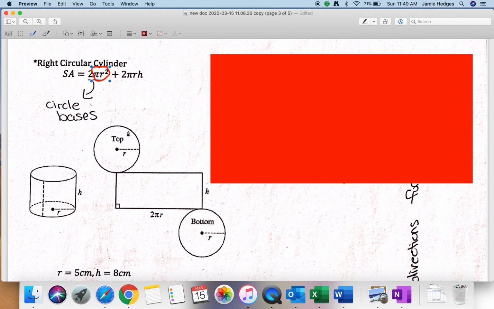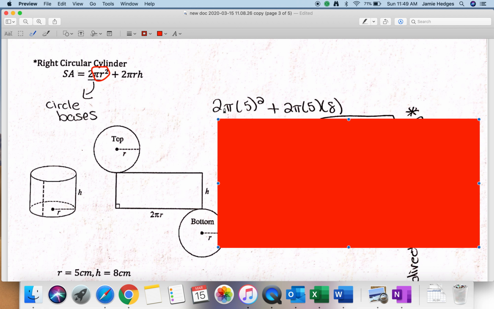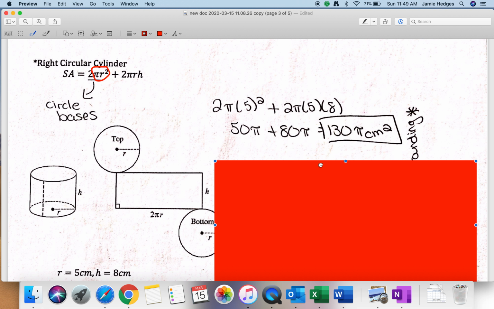Now with a cylinder, I just need to know the radius and the height. So I've told us a radius of 5 and a height of 8. So if I plug that in, 2 pi r squared, with r being 5, plus 2 pi r h. That's going to give me 130 pi centimeters squared.